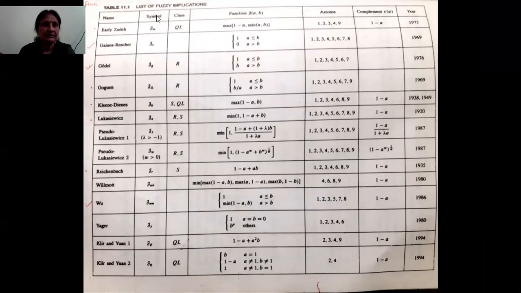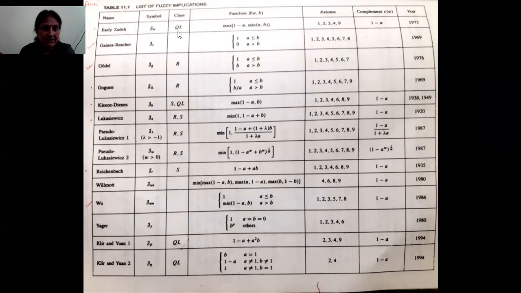The list is, see here. There are many types of implications. Their symbol is written like this. You are not required to learn these symbols. All symbols are not to be learned. And the class, that is R implication, S implication, QL implication.